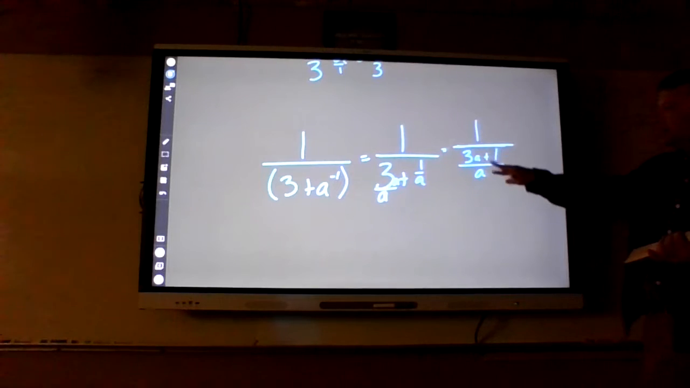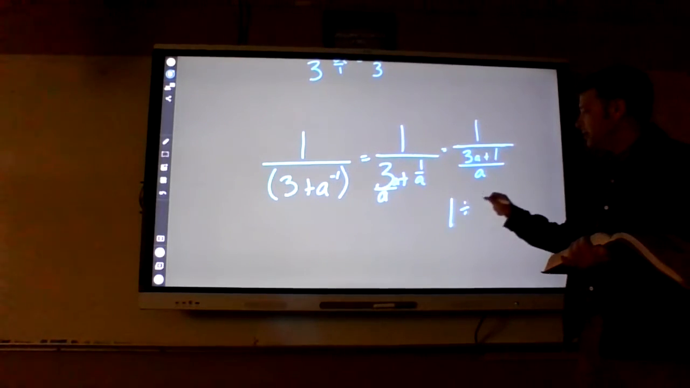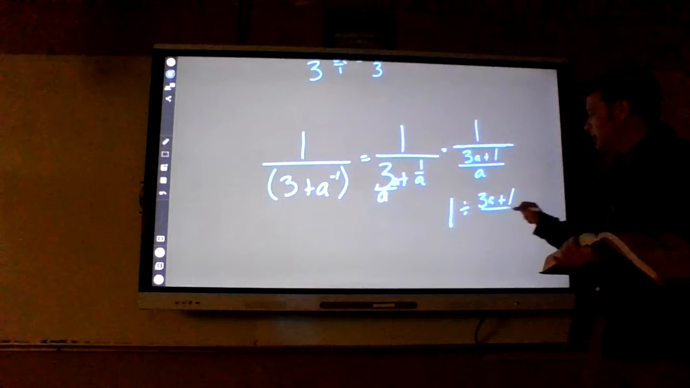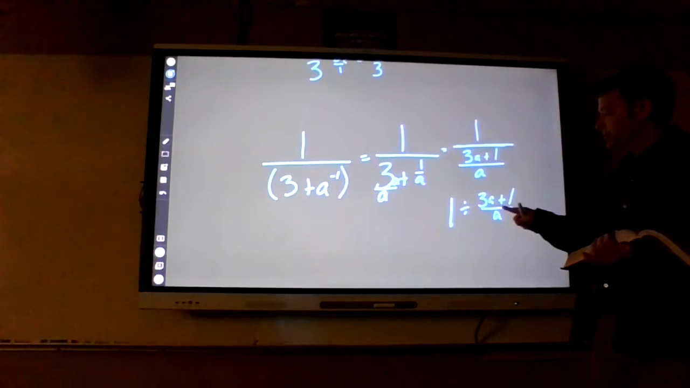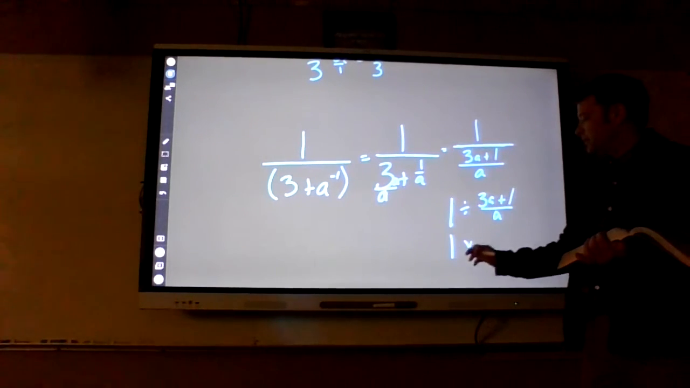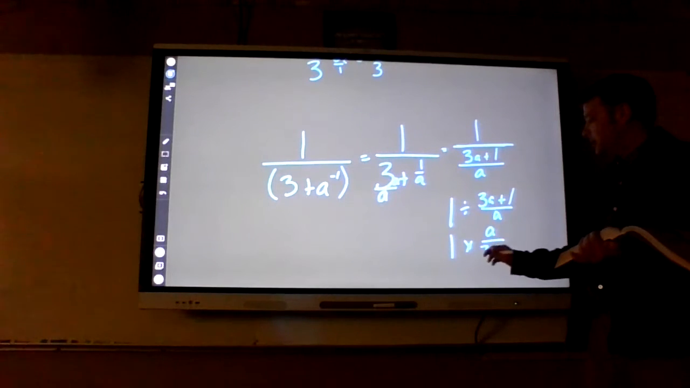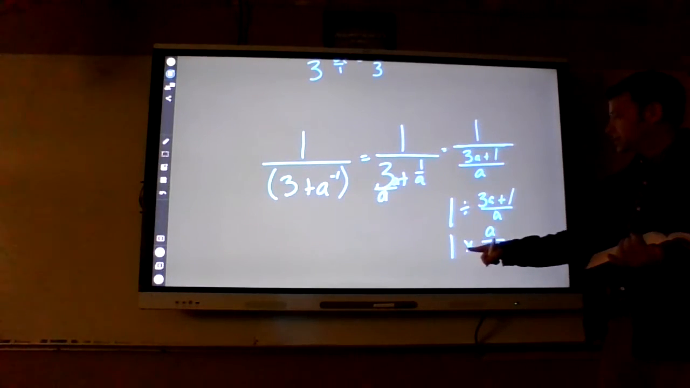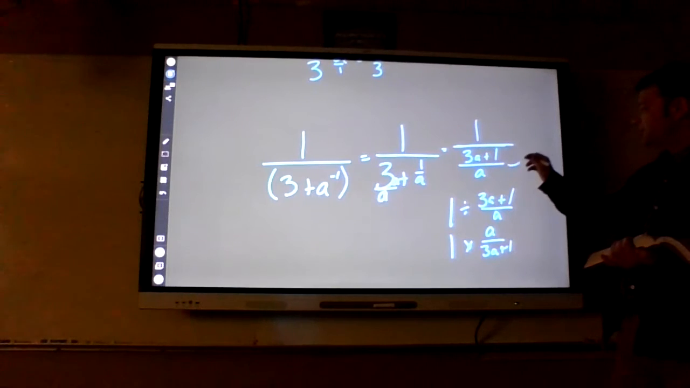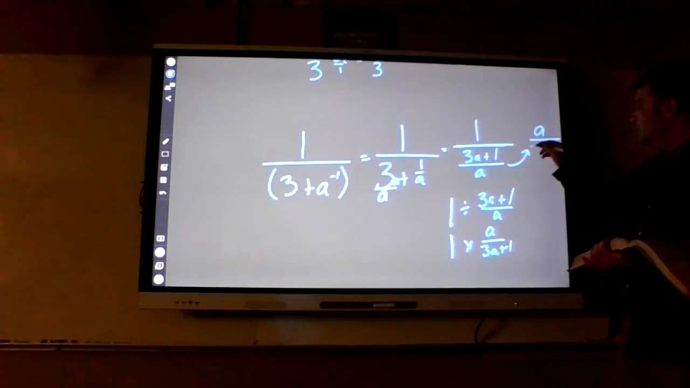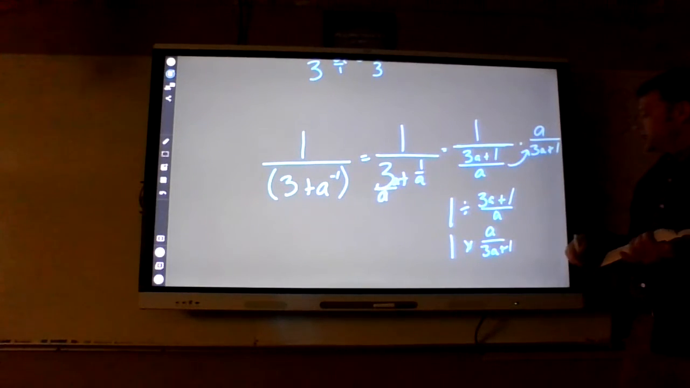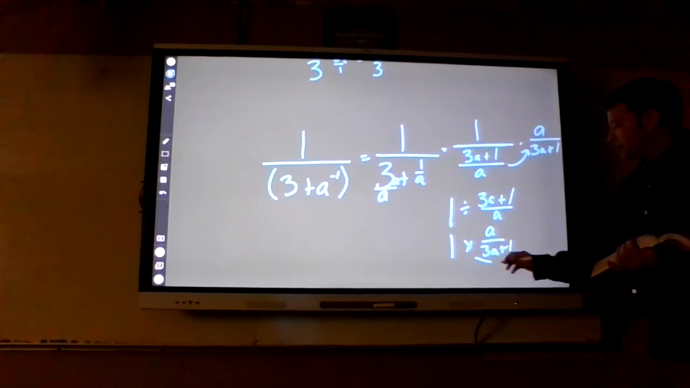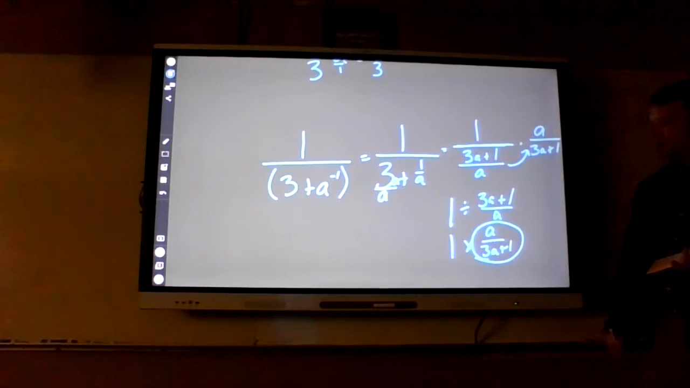When you do 1 divided by 3a plus 1 over a, you guys remember how we divided fractions back in middle school? We flipped it and multiplied. So this one basically flips, and then you multiply 1 times that. So 1 times that is just that. That's the answer.